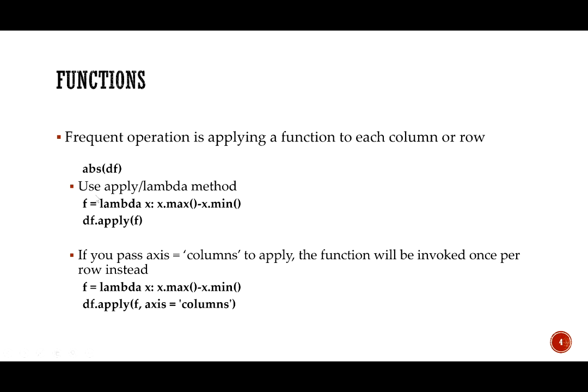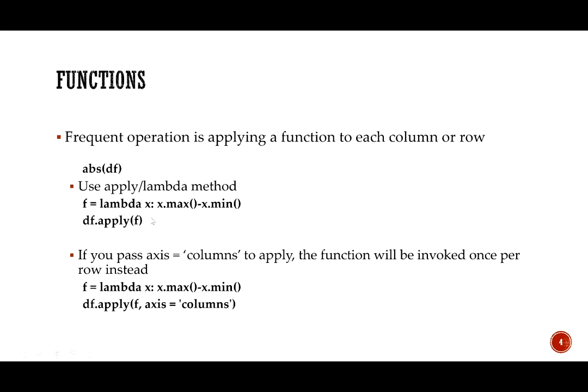We can also use the apply lambda method. As you can see here, we define a function, f equal lambda x. Lambda is a reserved word and the color is green. So we say the input is x, and then we want to calculate the difference between the maximum value and minimum value for each column. So x.max minus x.min. So this becomes our function.